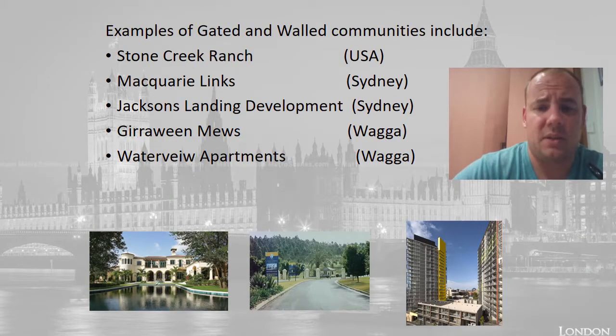Here are some examples: Stone Creek Ranch in the USA, Macquarie Links in Sydney, Jackson's Landing also in Sydney, Girraween Mews in Wagga, and Waterview Apartments. So there are some examples of gated communities, and that's an explanation of what spatial exclusion is.